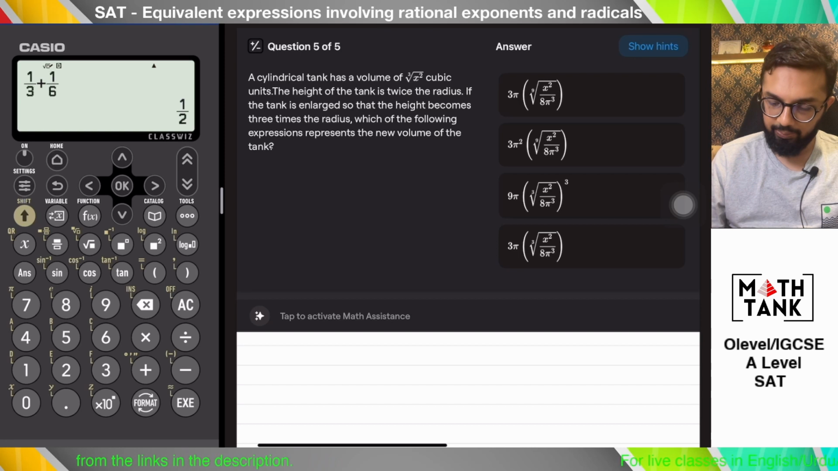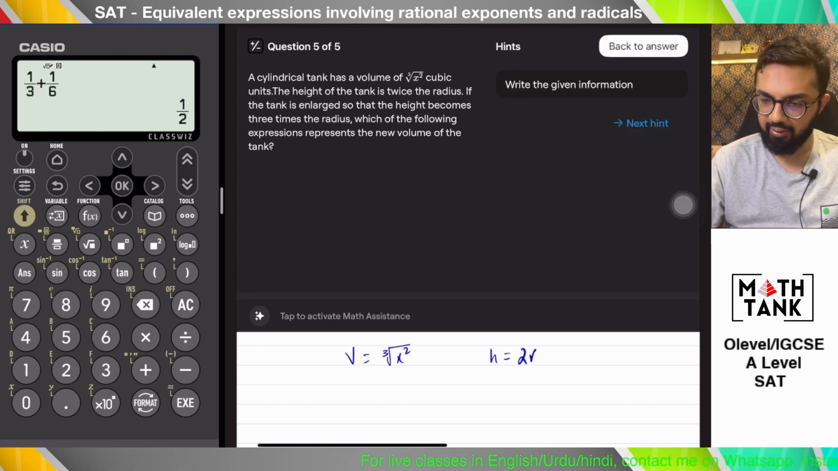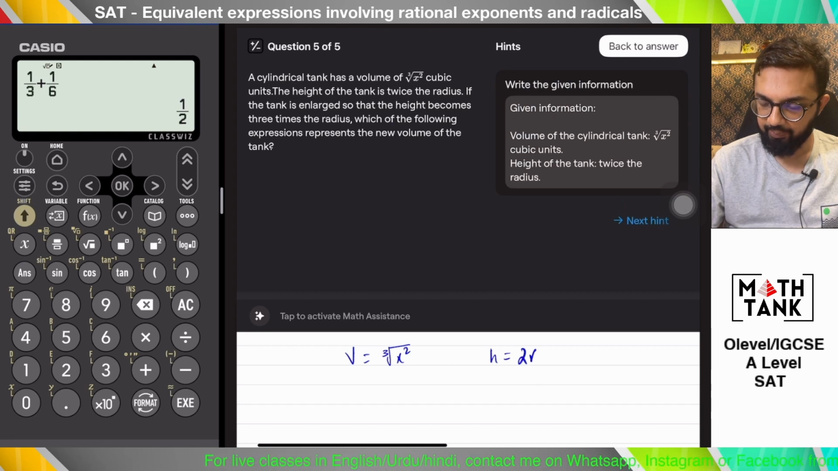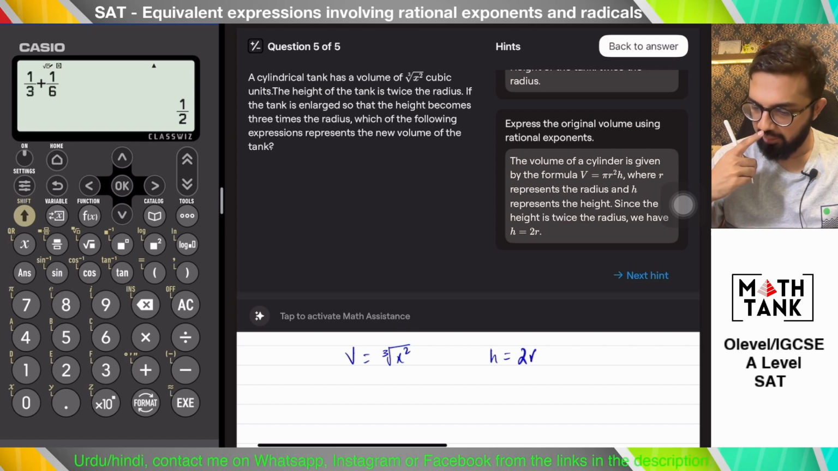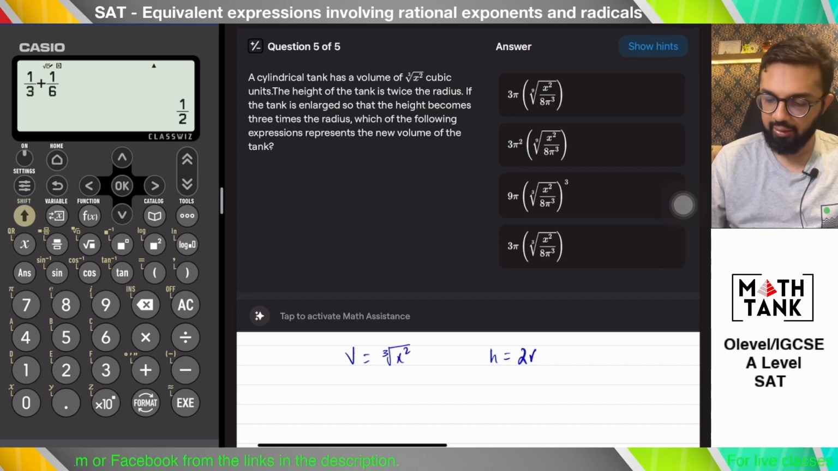A cylindrical tank has a volume of cube root of x squared cubic units. The height of the tank is twice the radius. If the tank is enlarged so that the height becomes 3 times the radius, which of the following expressions represents the new volume of the tank? Okay, the problem with this question is that it doesn't tell me what x is. I'll have to check. I think that sort of tells me what I need to do.